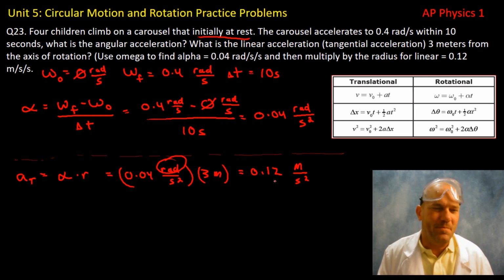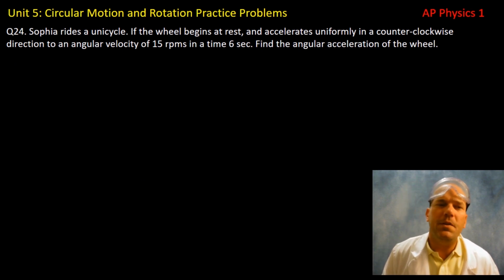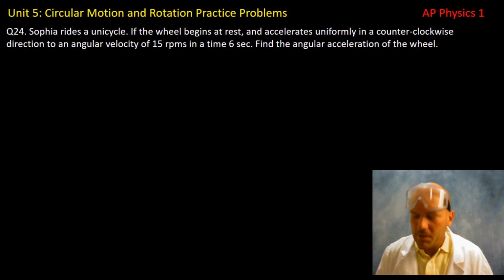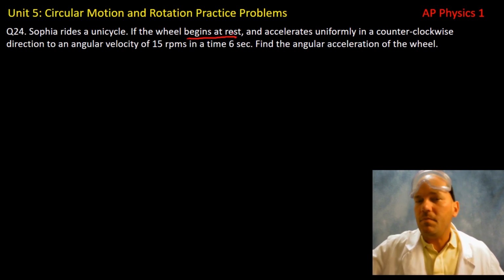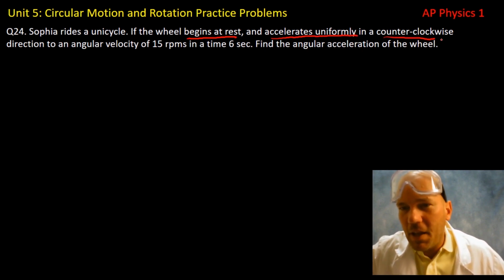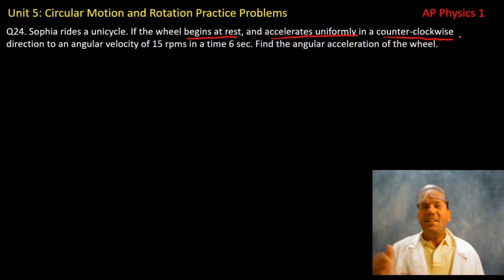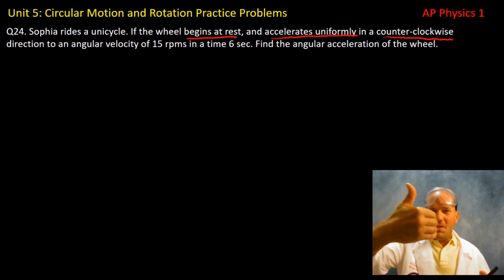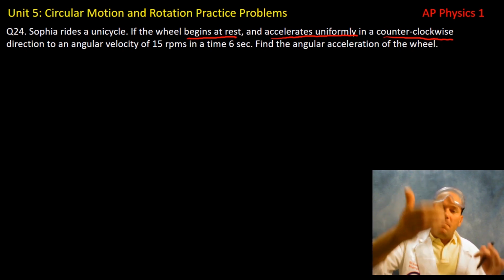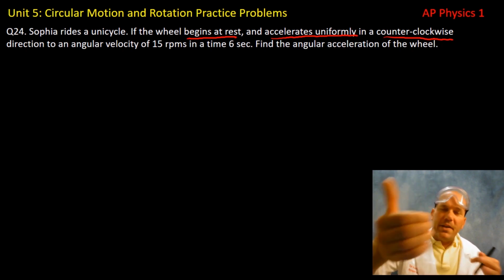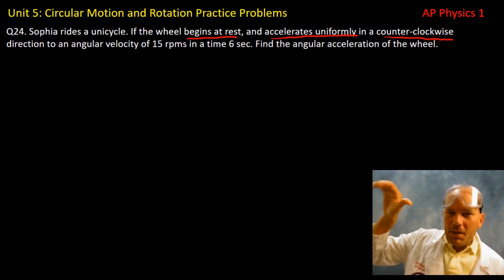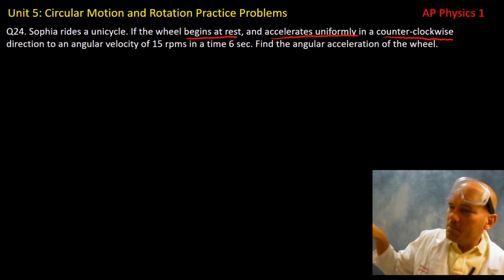Question 24, Sophia is on a unicycle. The wheel begins at rest. Let me underline that. It accelerates uniformly. Let me underline that. Let me underline the fact that it is counterclockwise, because that is important as well. Remember these angular quantities. So this would be basically coming up as I'm oriented up using the right-hand rule, and depending, it would be going into the computer screen.